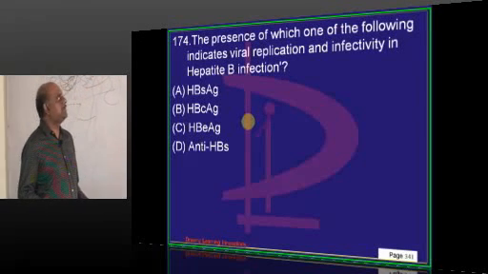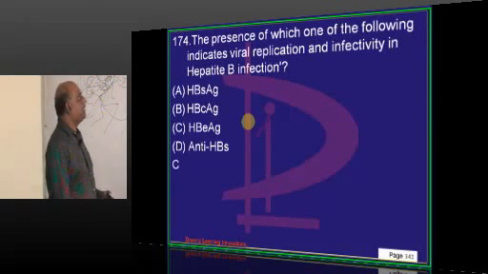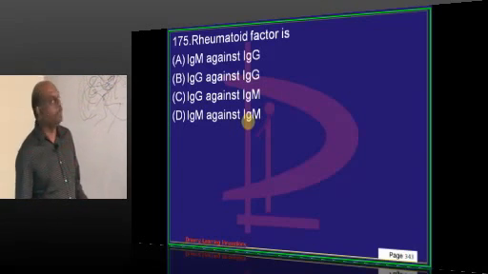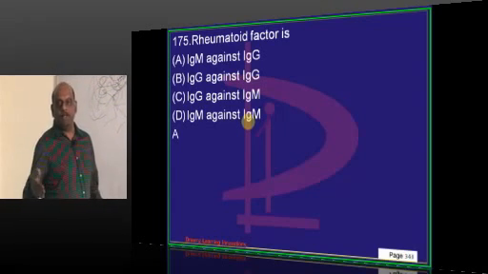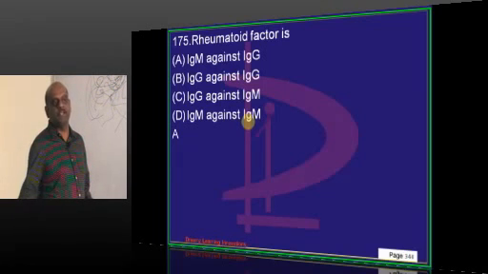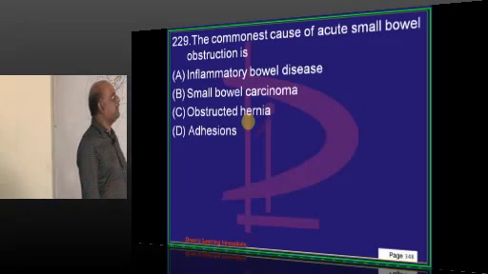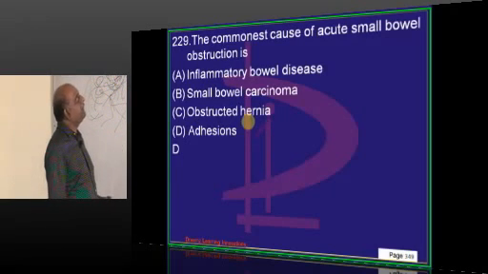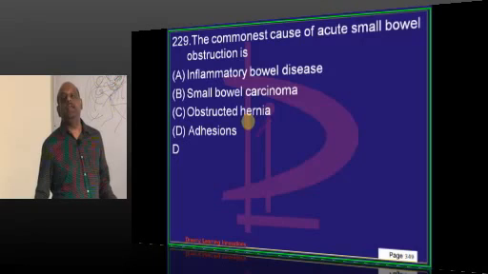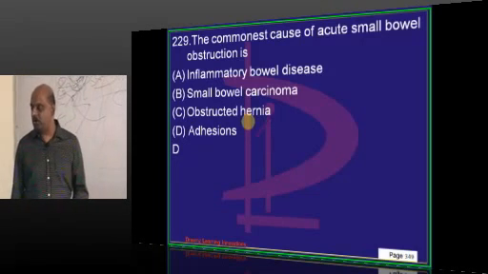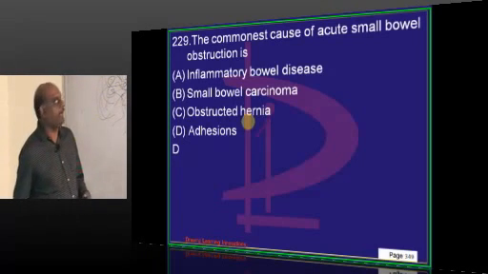What indicates infectivity? Envelope antigen positivity means high infectivity. Rheumatoid factors are IgM against IgG, more in women than men. Then radio-opaque stone, where do you see calcium? Acute small bowel obstruction: adhesions post-operatively is the most common underlying cause, is what you need to basically understand.